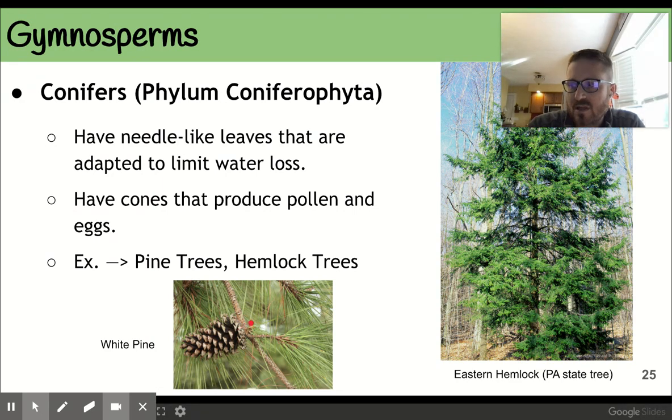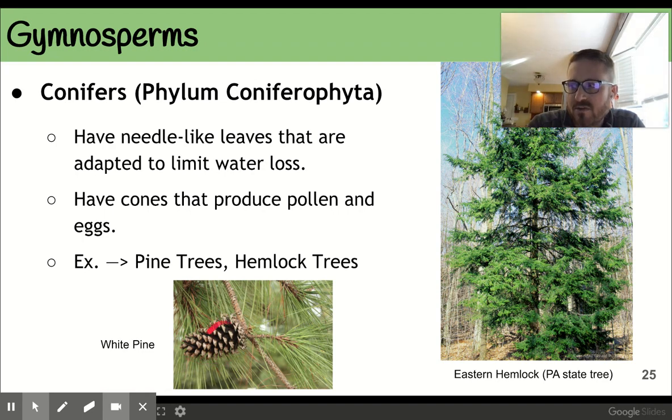White pine trees, amongst other pine trees, are very common around here, and they are also types of gymnosperms that we call conifers. They are cone-bearing plants. They have cones that produce pollen and eggs. So there are male cones that produce pollen, and then there are female cones that produce eggs. A lot of people refer to the female cones as seed cones. So this picture of a white pine cone is actually a female cone.